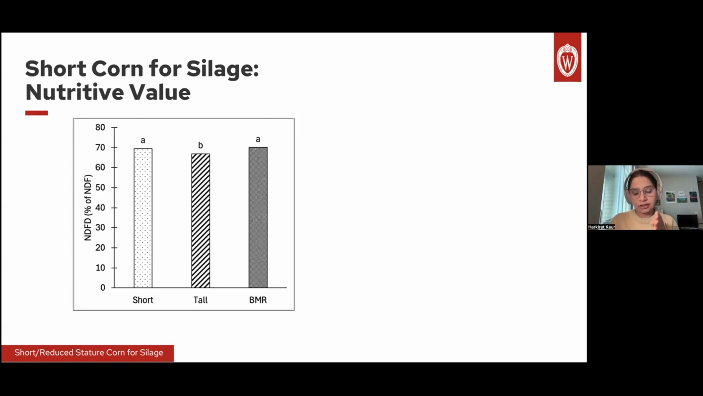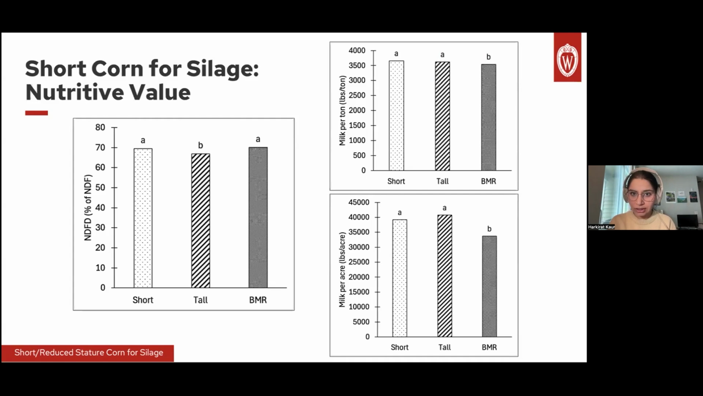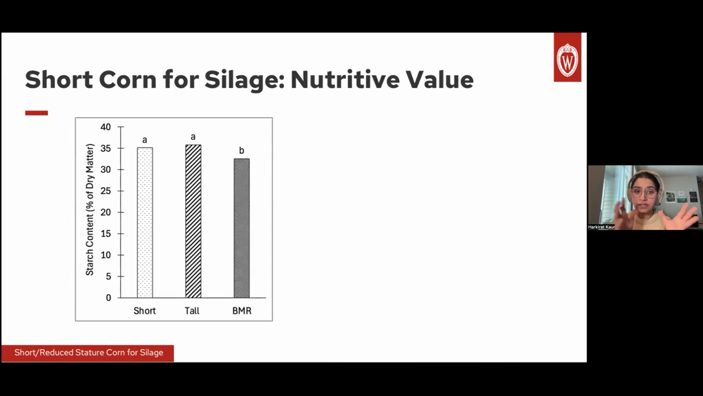Looking at other numbers in terms of predicted milk yields, the shorter hybrids did fare well and fare better than the BMR hybrids. And if we go further and look into the energy content, because as we have heard from earlier speakers, these are the major considerations that go into deciding what feed is better for our livestock, we did see that the short corn starch content was higher than the BMR hybrids, but it was actually comparable to the taller hybrids.